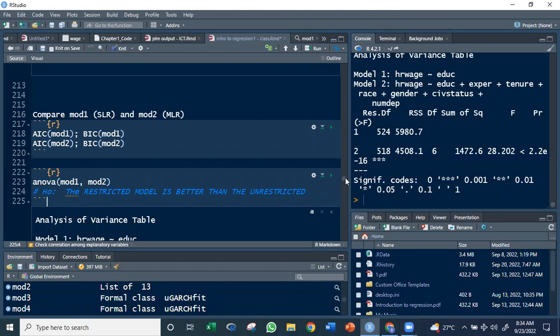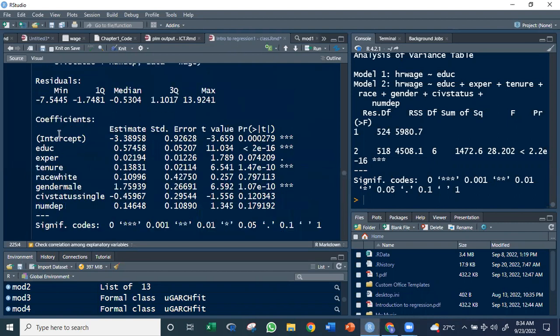All right. Now, so ito yung model natin, di ba? Ang tanong, is this the final model? So how do we come up with the final model? Do we just remove all these variables na hindi significant? So do we write that our hourly wage is equal to negative 3.39 plus 0.57 times education plus 13.8 times tenure plus 1759 times gender? Ganun na ba, guys, yung model natin?